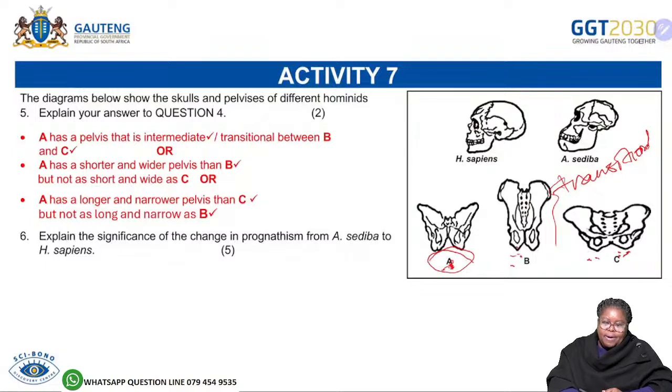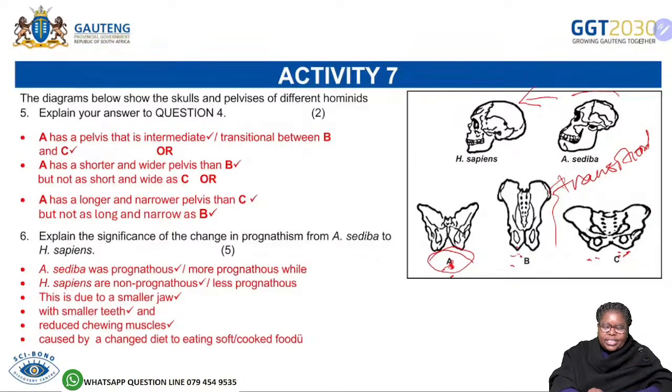All right, explain the significance of the change in prognathism from A. sediba to H. sapiens. Explain that. A. sediba was prognathous, as you can see the slope there, or more prognathous, while Homo sapiens are non-prognathous. So you basically are comparing the two. This is due to what? Smaller jaw. Remember, a bigger, larger jaw makes it prognathous. This is due to a smaller jaw.